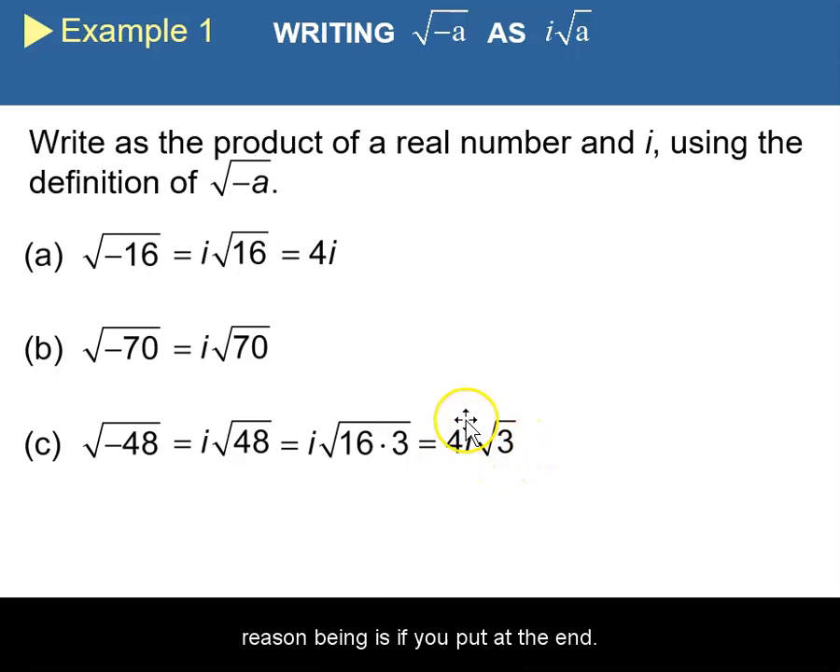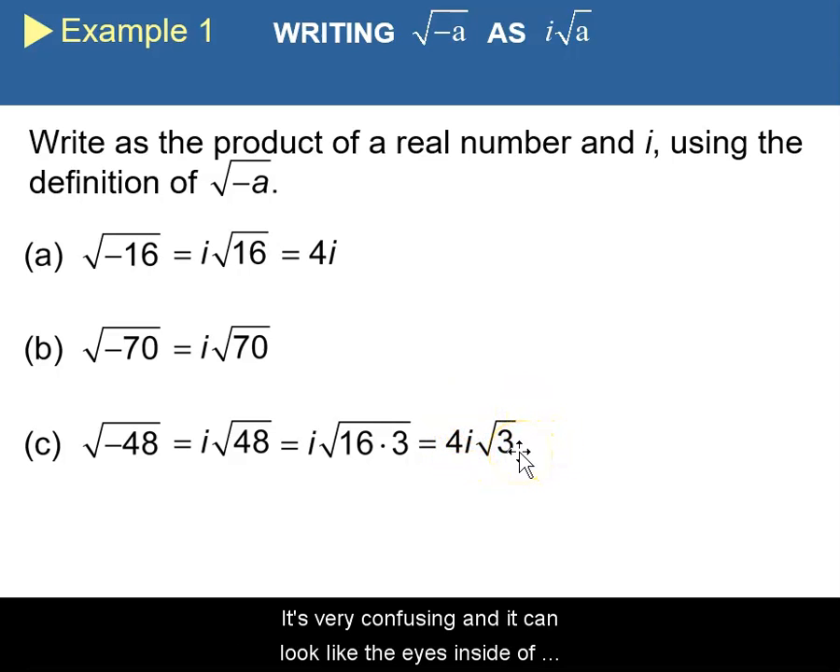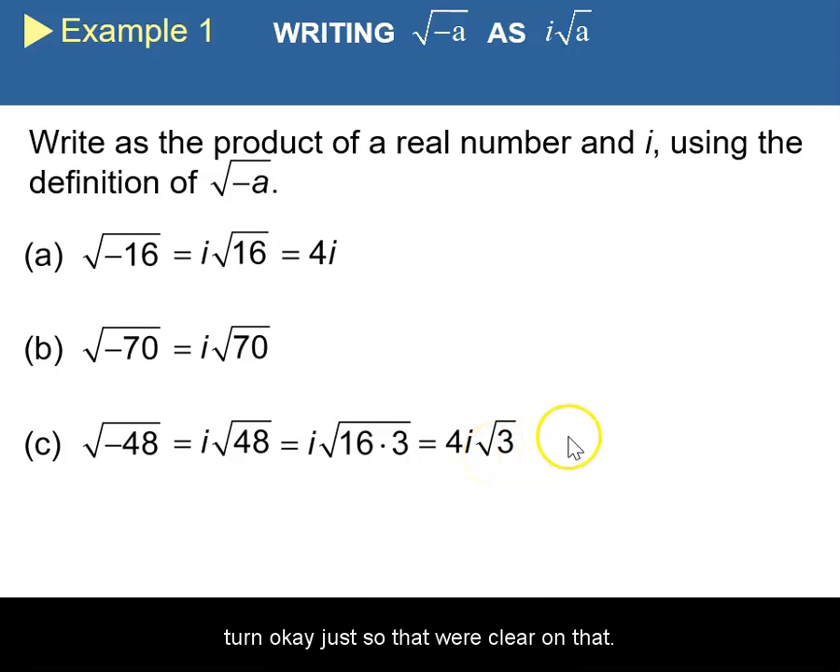The reason being is if you put it at the end, it's very confusing, and it can look like the i is inside of the square root or the x is inside of the square root. So we always write it clearly that i or x or z or whatever our variable is or imaginary portion is in the front on the left side of the square root. So if we have a square root, it's always the last thing that we write when we're writing our terms. Okay, so just so that we're clear on that, right?